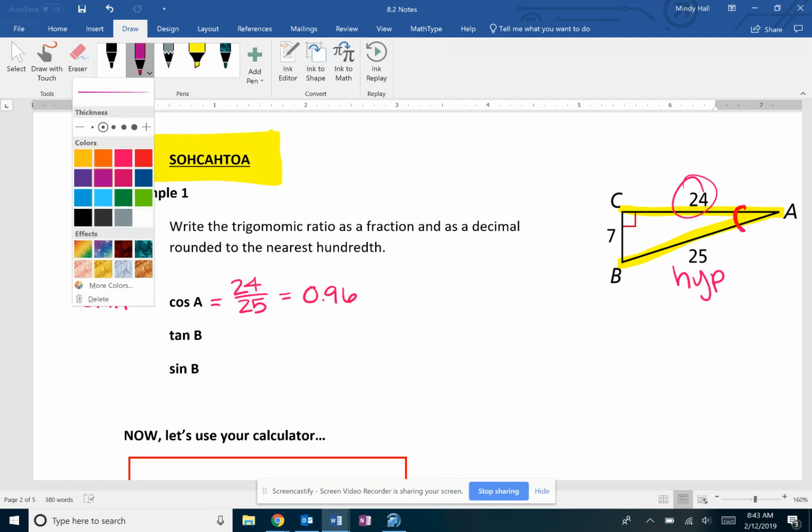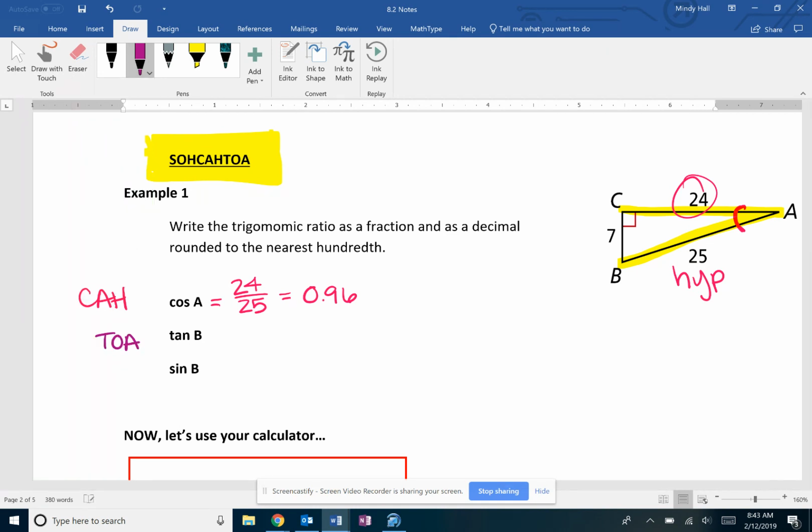Okay. Our next one, since I'm doing tangent of B, tangent is my TOA. So I'm going to have to get rid of what I wrote before. I can leave the hypotenuse because, again, that doesn't change, but we are going to look at a different angle now. So tangent is opposite over adjacent. So looking at this, my opposite is 24 and my adjacent is 7. So we have 24 over 7.